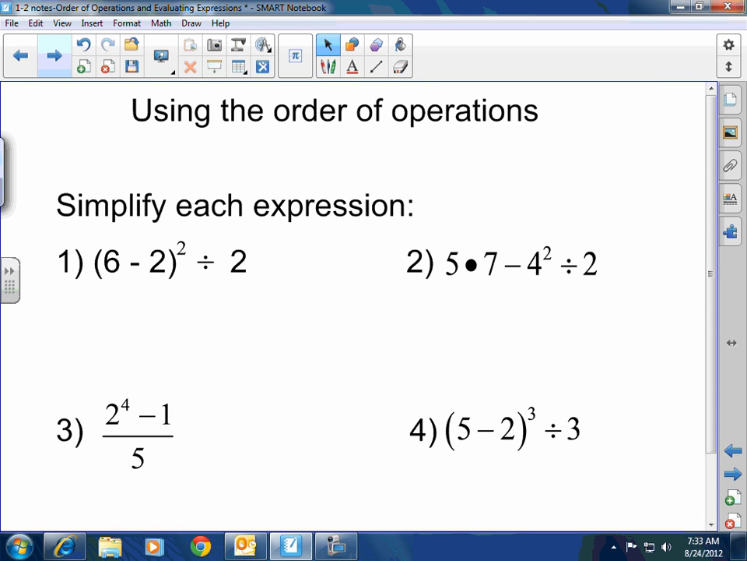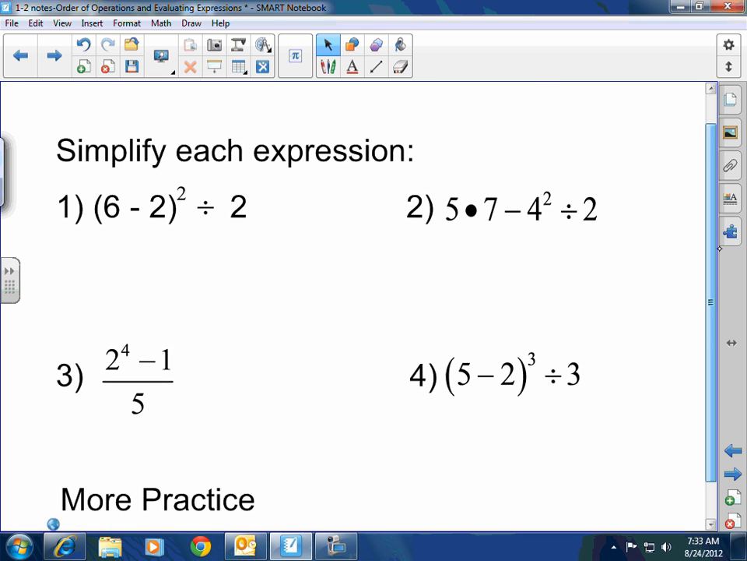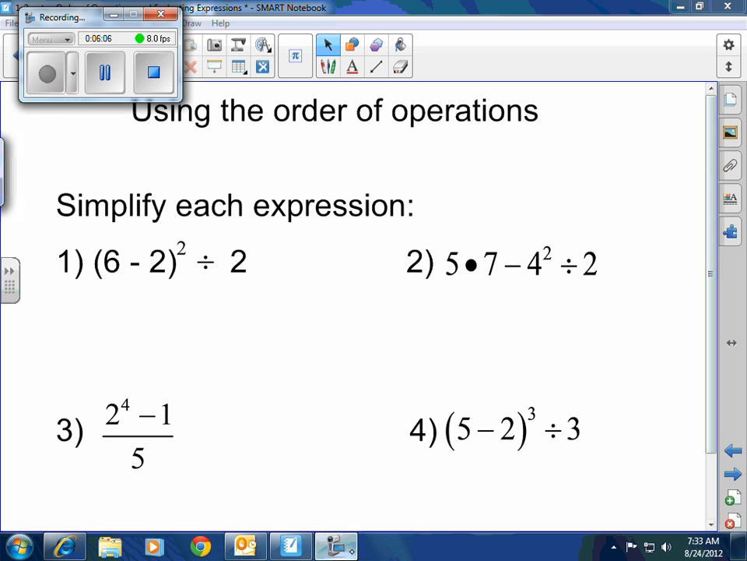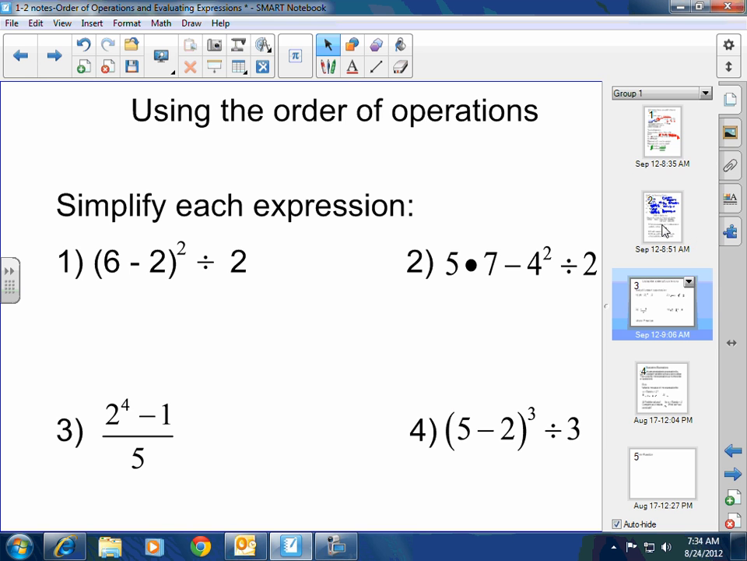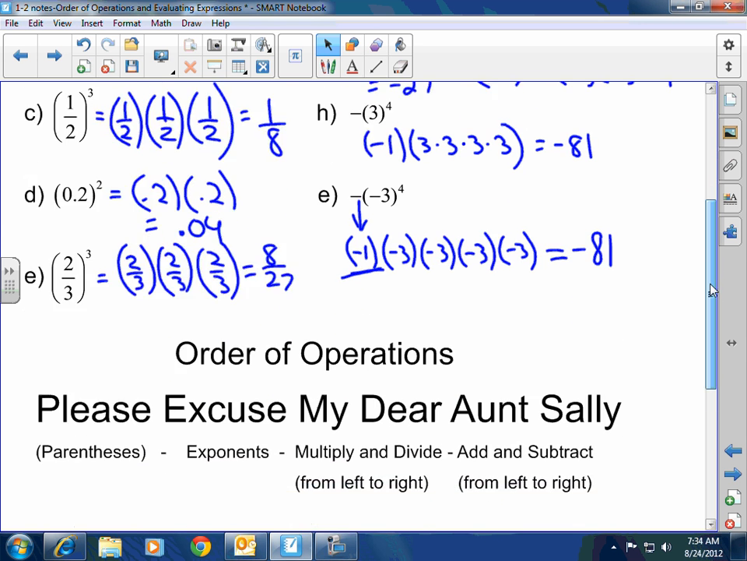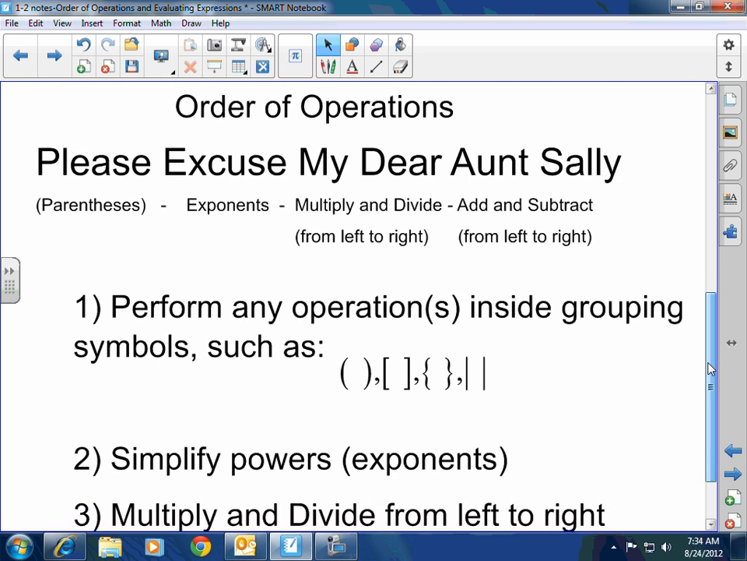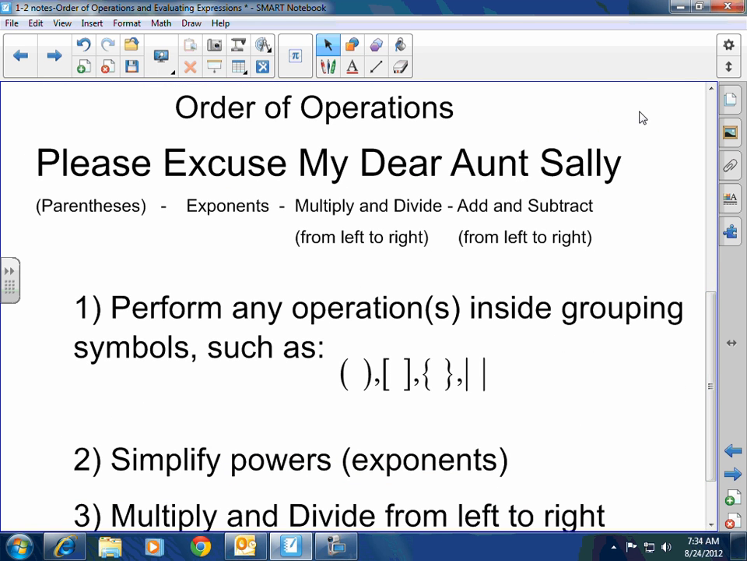Now, let's talk about using the order of operations. We've got to simplify each of these expressions. Okay, sorry about that. I want you to use the order of operations, but I forgot to teach you the order of operations. Sorry about that. It was at the bottom of this page. All right. Now that we've talked about exponents, let's talk about the order of operations.